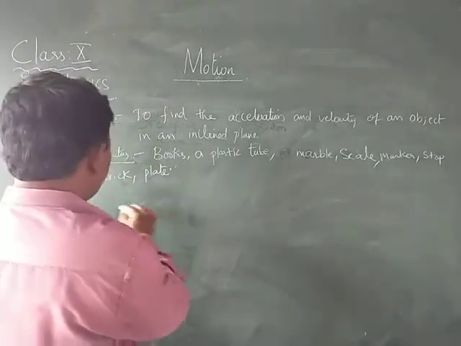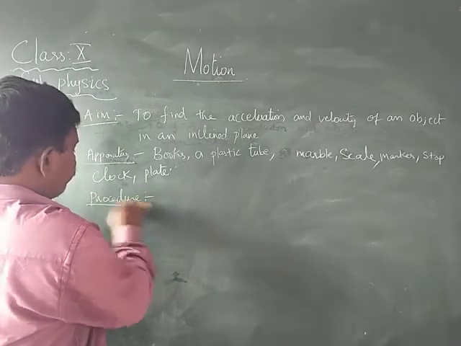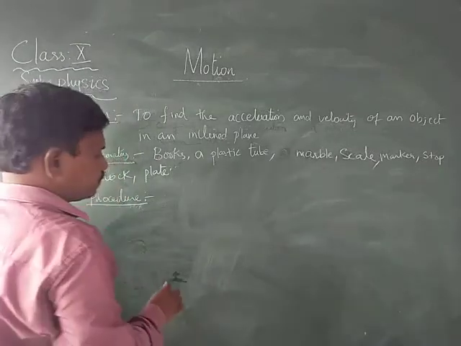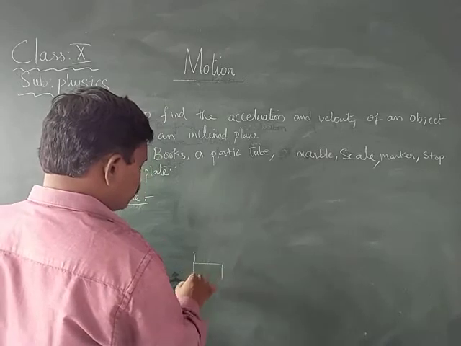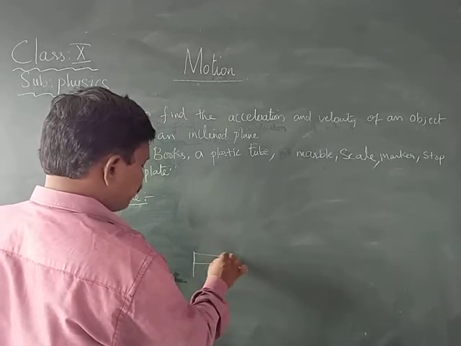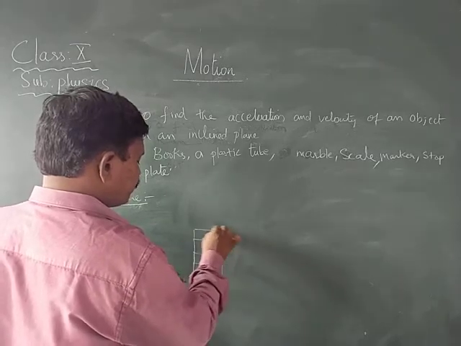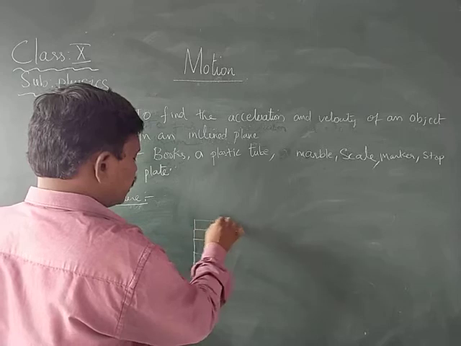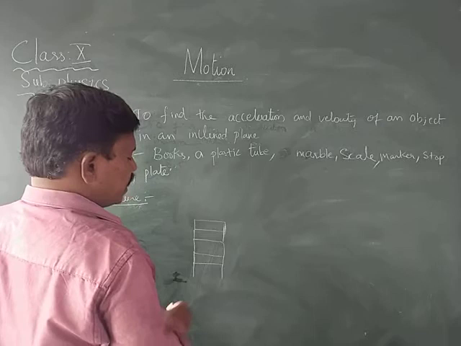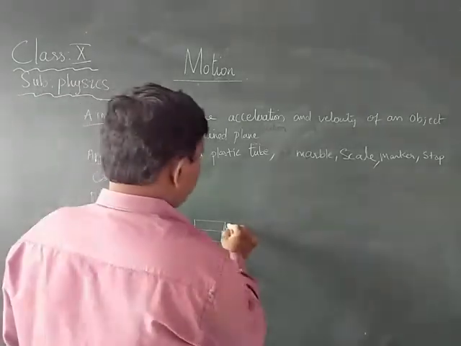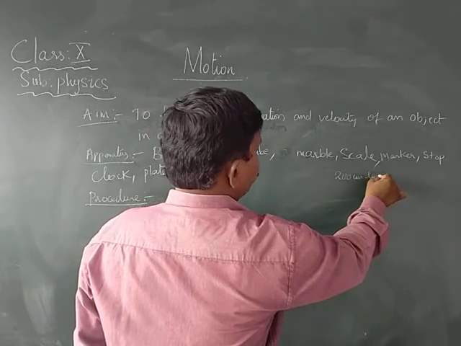And here, the procedure. I'll explain the procedure. You should place the books one above the other, and all the books should be identical in shape. Here I am drawing the books placed one above the other, and take a 200 centimeter long pipe.